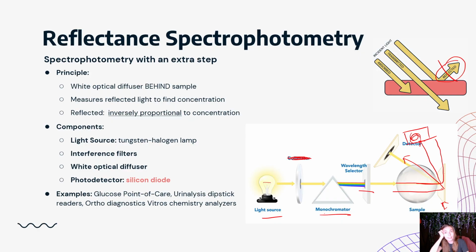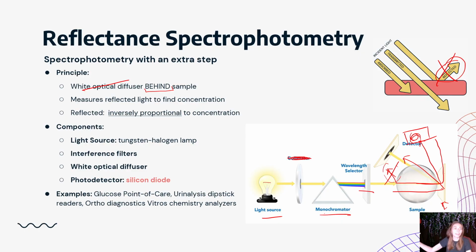It is not that reflected light, because that's the light that reflects off before we even hit our sample, right? We're not measuring this light. We're measuring the light that bounces off of the backboard, off of that white optical diffuser. It is important to know that the white optical diffuser is behind the sample. It is not the light that is lost before the sample. It's the light that is transmitted through, and then bounces off, okay? We are measuring that reflected light.